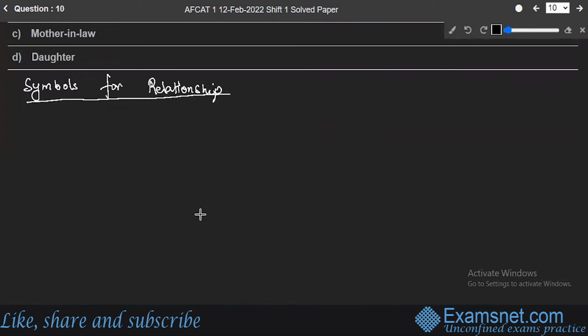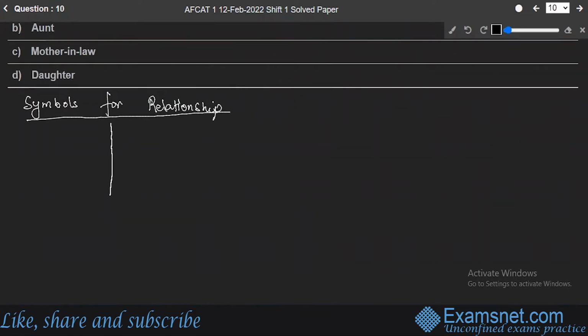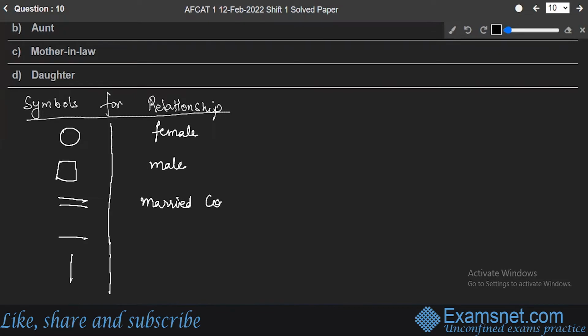Let's make. So the very first one, a circle, a square, two lines, a single line, and a vertical line. This circle represents a female, square represents a male, double line, a married couple, and a single line, siblings, and the vertical line, a difference of a generation.